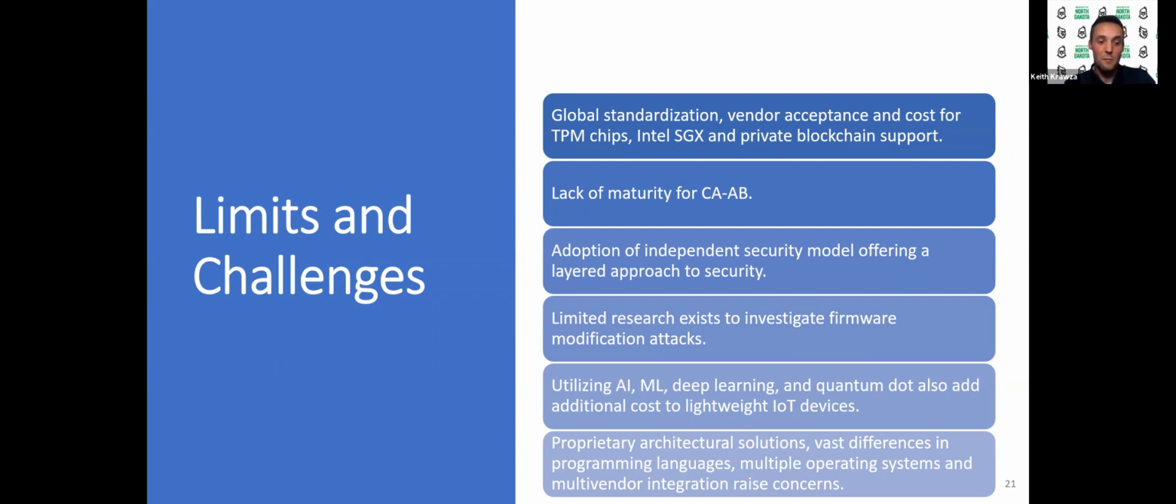Utilizing AI, ML, deep learning, and quantum dot also add additional costs to lightweight IoT devices. And then lastly, proprietary architecture solutions or using too many different programming languages for these IoT nodes and various vendors working together at the edge really raises a concern for a secured unified solution.